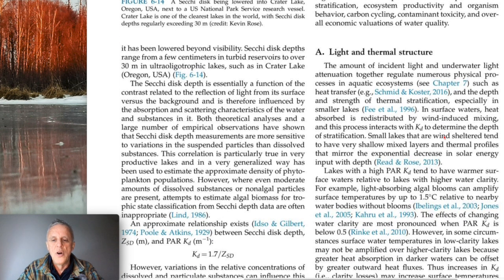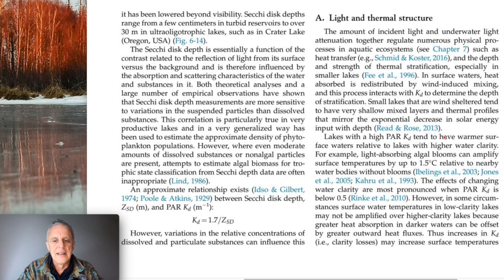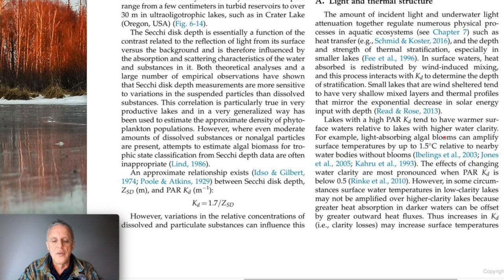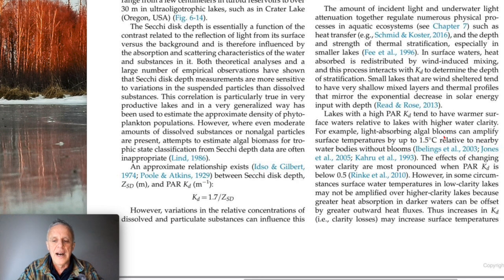Light and thermal structure. The amount of incident light and underwater light attenuation together regulate numerous physical processes in aquatic ecosystems, such as heat transfer and the depth and strength of thermal stratification, especially in smaller lakes. In surface water, heat absorbed is redistributed by wind-induced mixing, and this process interacts with KD to determine the depth of stratification. Small lakes that are wind-sheltered tend to have very shallow mixed layers and thermal profiles that mirror the exponential decrease in solar energy input with depth. Lakes with a high PAR-KD tend to have warmer surface waters relative to lakes with higher water quality.